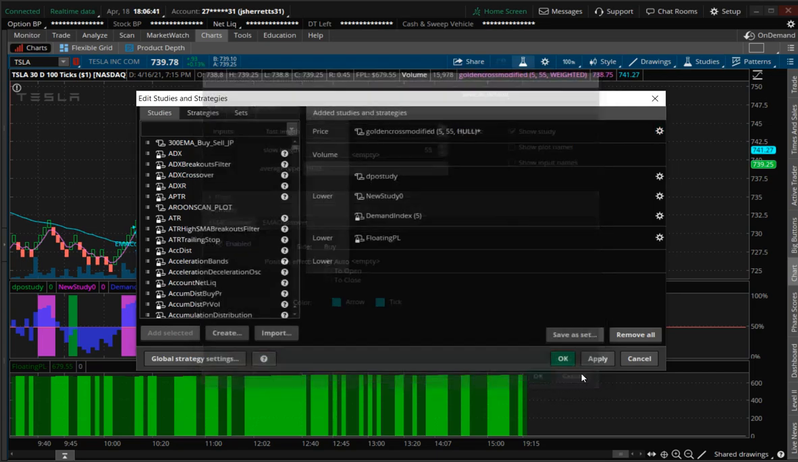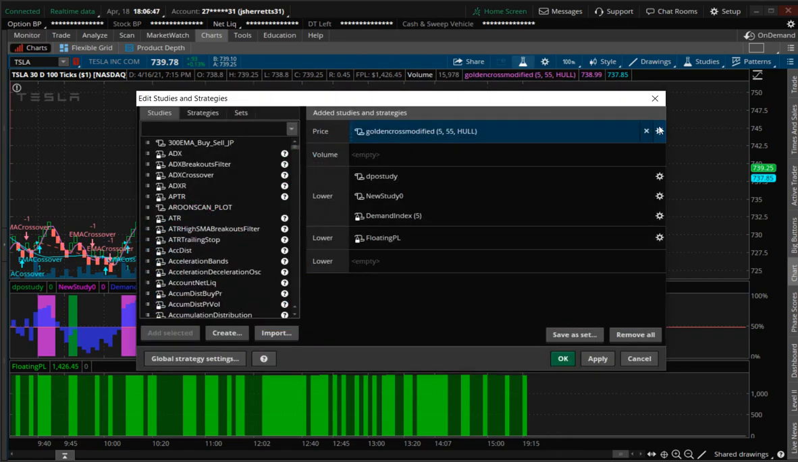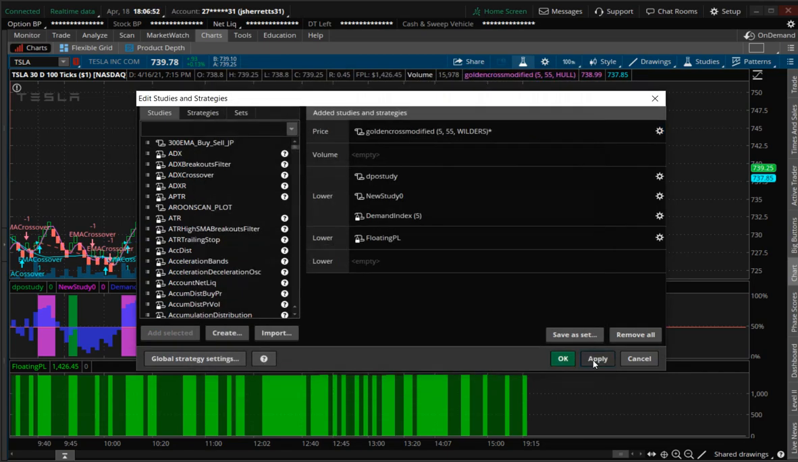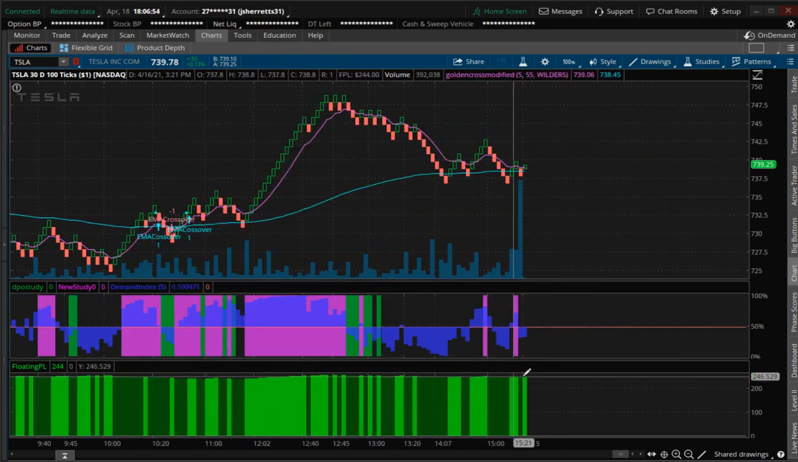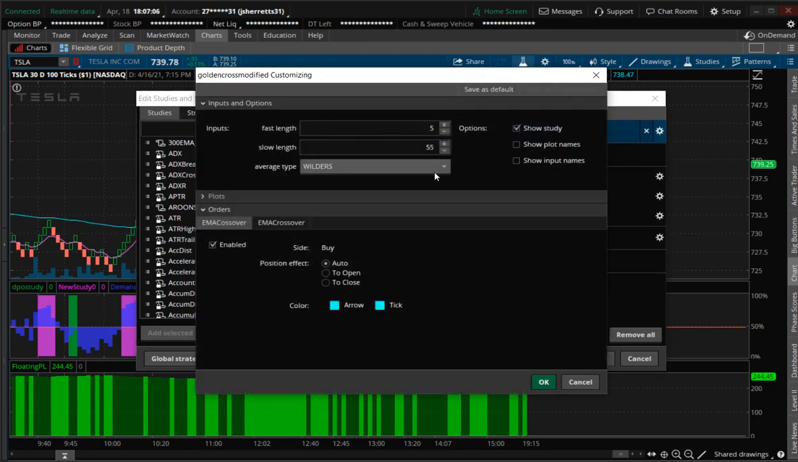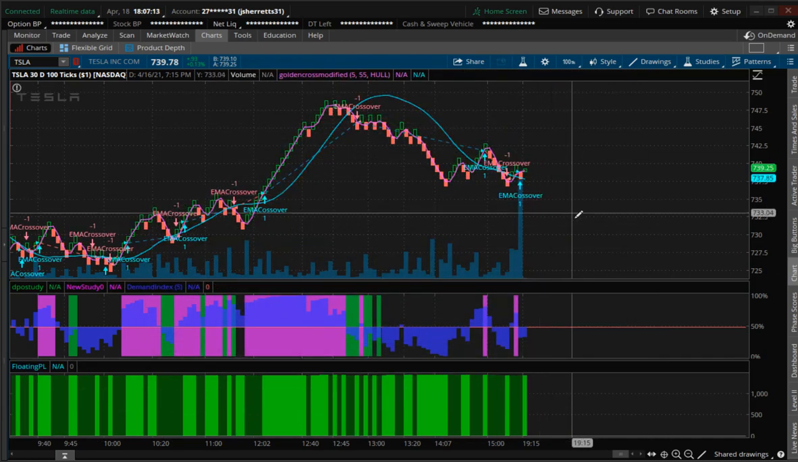Hull, 1,426. Ooh. And let's just see the Wilder's effect, which was ranking the least at 244 for the moving average 5 on 55 strategy. Okay, so the one that performed the best looked like was our Hull. All right, so maybe that's the one we need to be paying attention to.